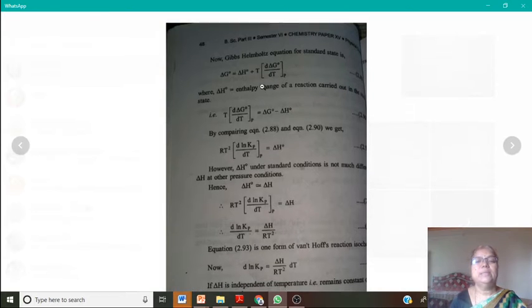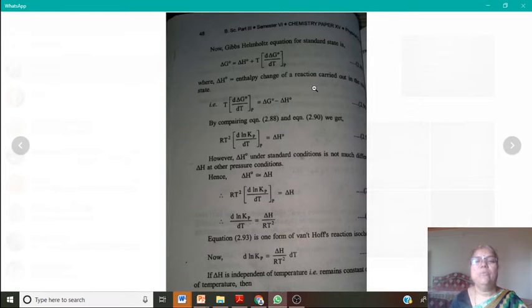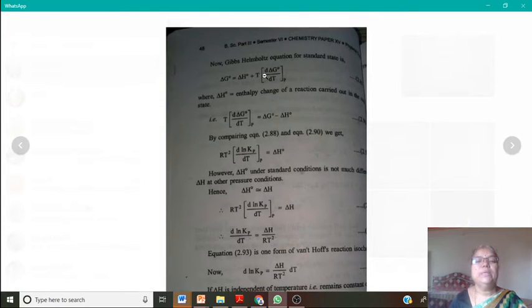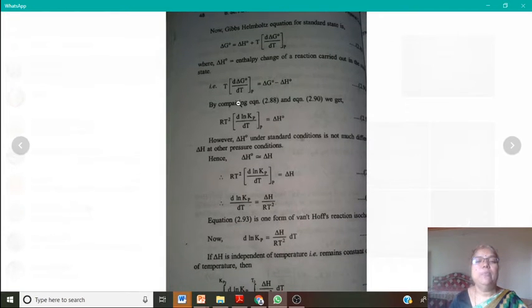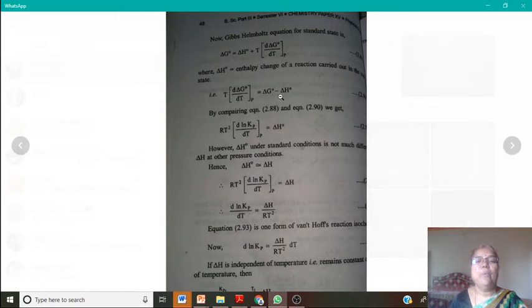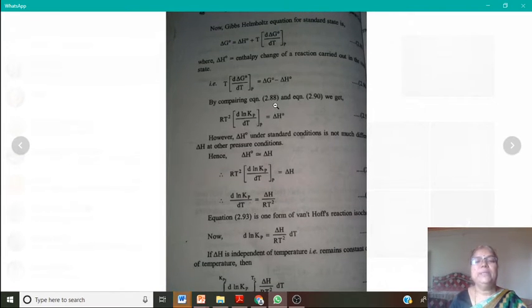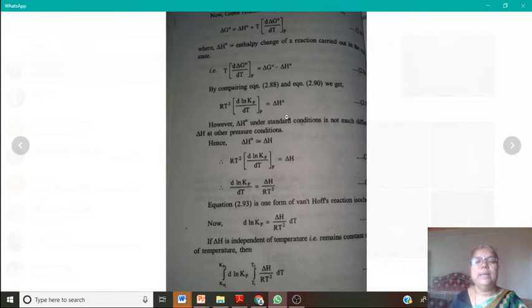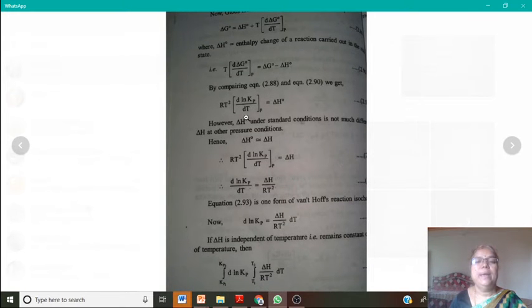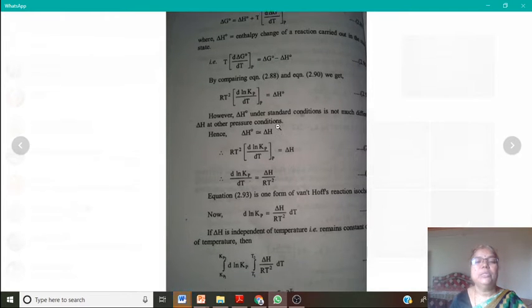It indicates the standard state, where ΔH° is the enthalpy change of a reaction carried out in the standard state. And from this equation, we can write T into d(ΔG)/dT at constant P equal to ΔG° minus ΔH°. Comparing equations 2.88 and 2.90, we get RT² (d ln Kp/dT) at constant pressure equal to ΔH°.